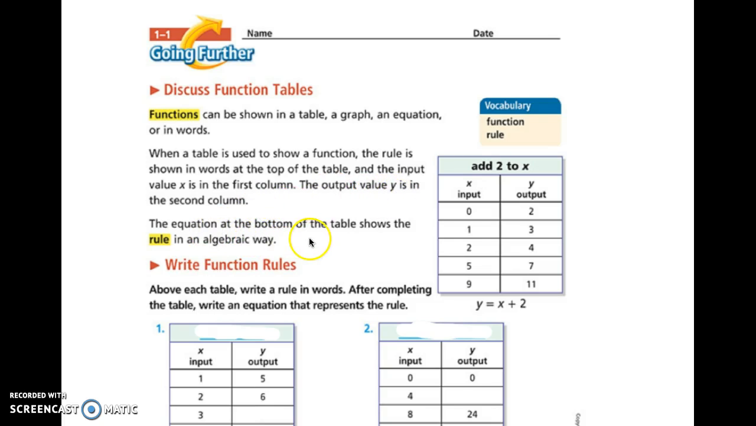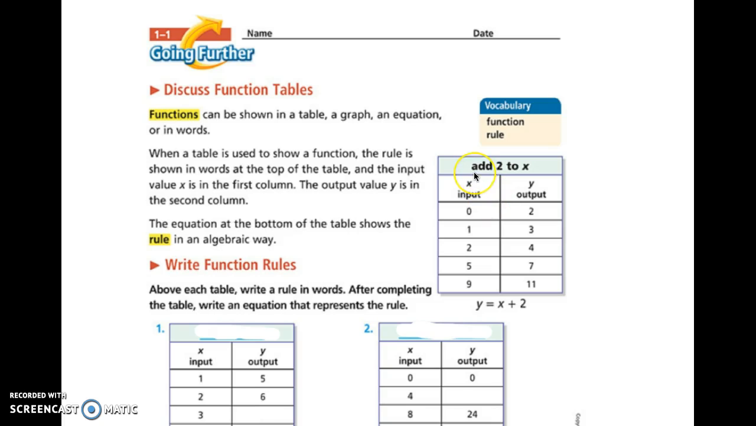The equation at the bottom of the table shows the rule in an algebraic way. So this is a function table, a completed one, and X is the input. Think of it kind of like a machine. This is what you put into the machine, and Y, the next column, is what you get out of the machine. And the question is, how did you get from X to Y?